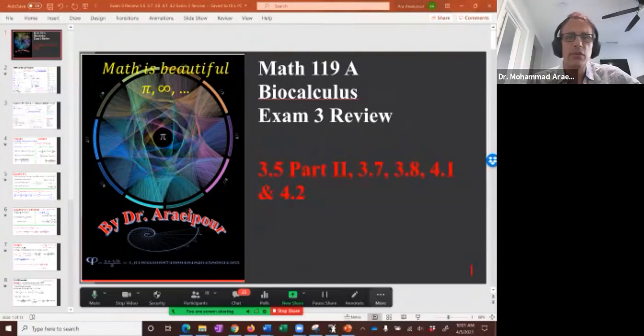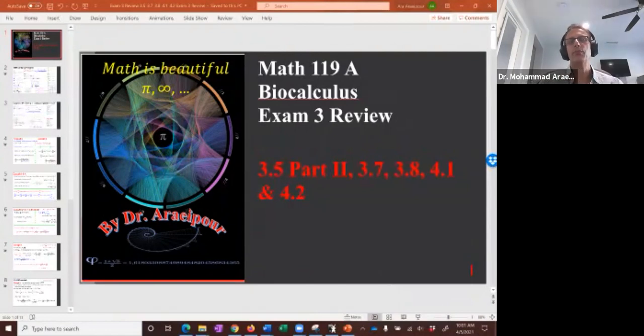We are looking at exam review number 3, which covers section 3.5, part 2, implicit differentiation and related rates, all the way to section 4.2.